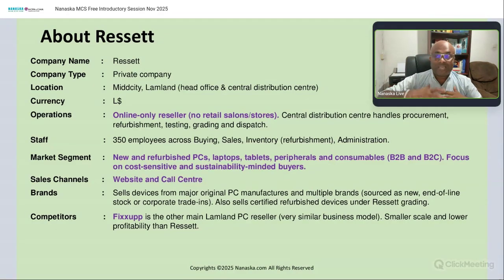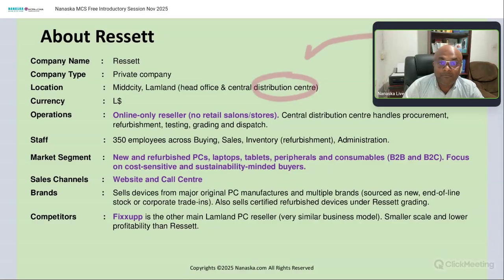The name of our company is Reset. We are not a public listed company. We are a private company. We are in a country called Lamland, and our head office is here. But our distribution center is here as well, so we have a nice distribution center. We buy all the computers and store them here. From this place only we distribute.